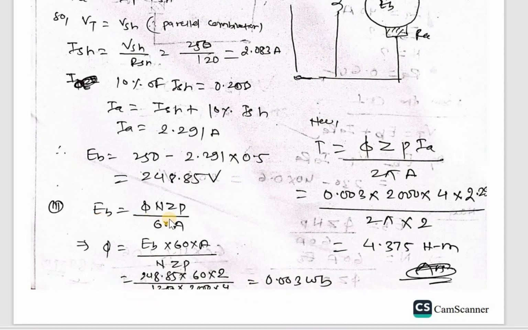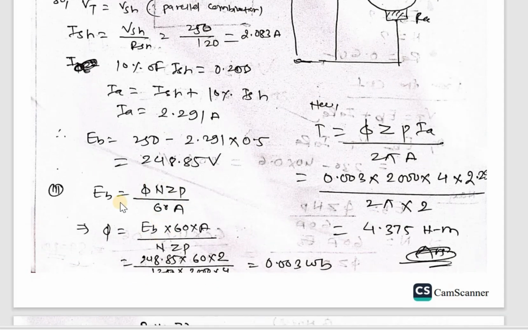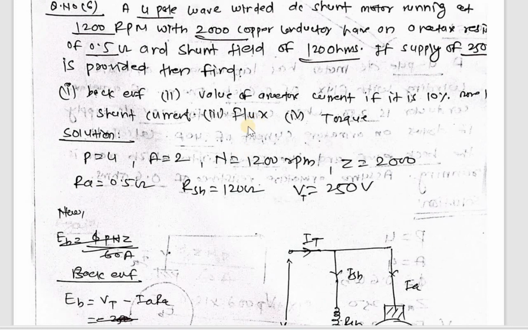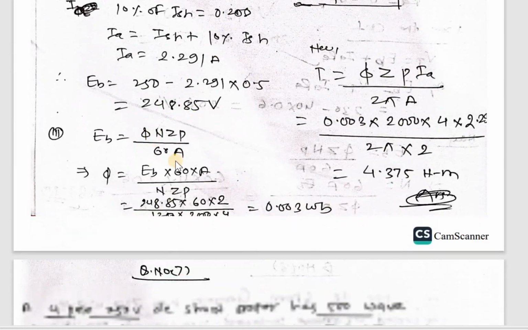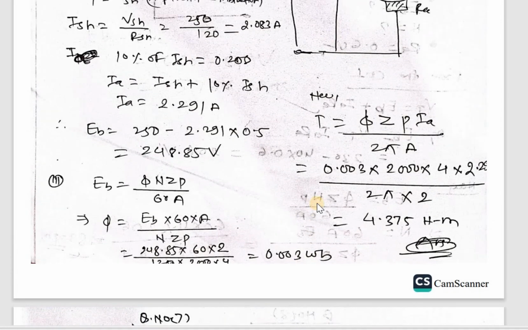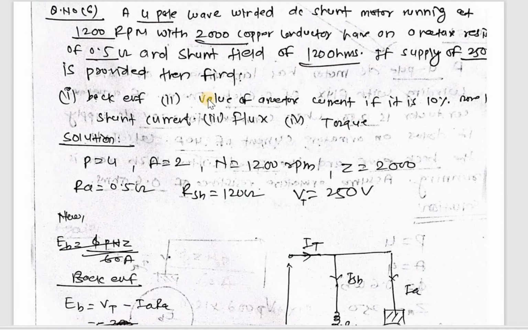And next one, we know the value of back EMF equal to phi ZNP upon 60A. Then we can get the value of flux. Put all these values, you can get the value of flux. The value of flux is 0.003 Weber.